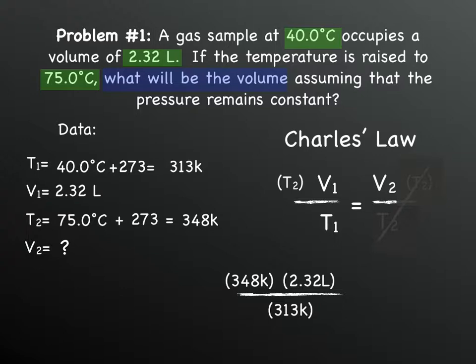Go ahead and do the math. You'd have 348 times 2.32, get an answer for that, and then divide that by 313. The units that will cancel out here are Kelvin, and your result is going to be 2.58 liters.